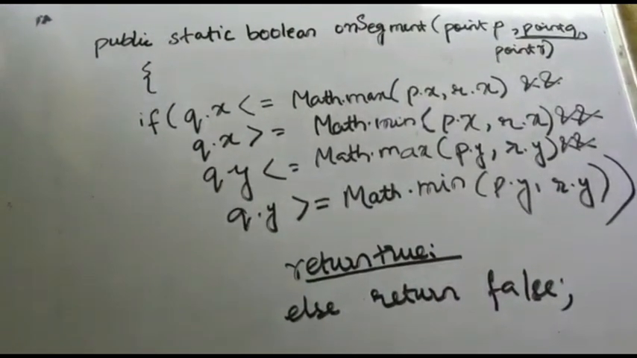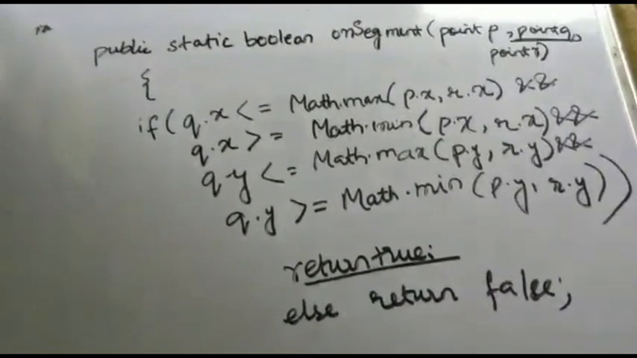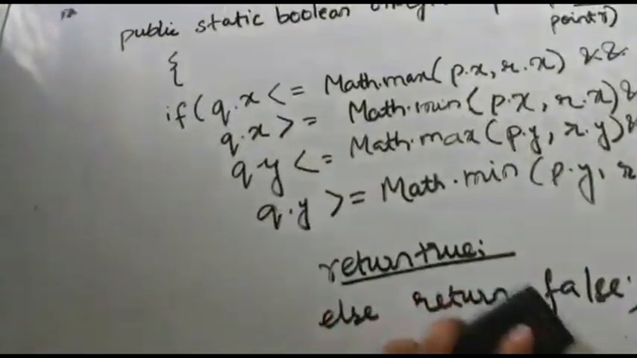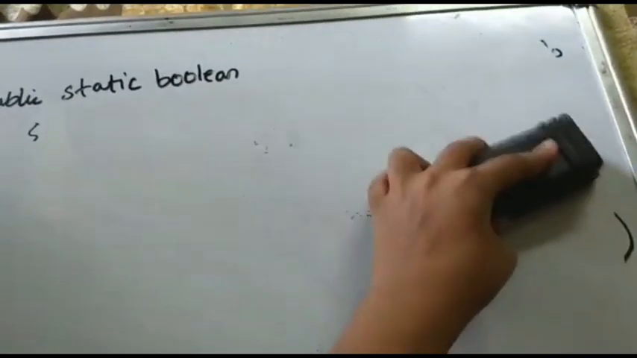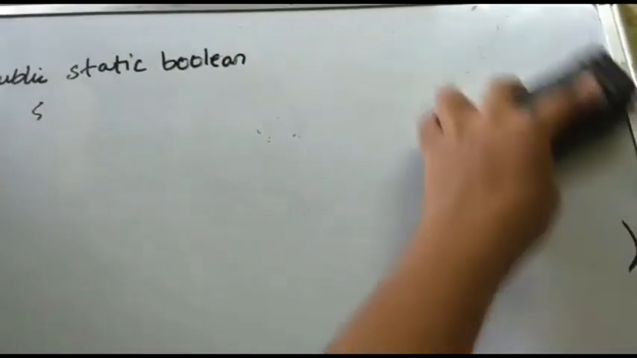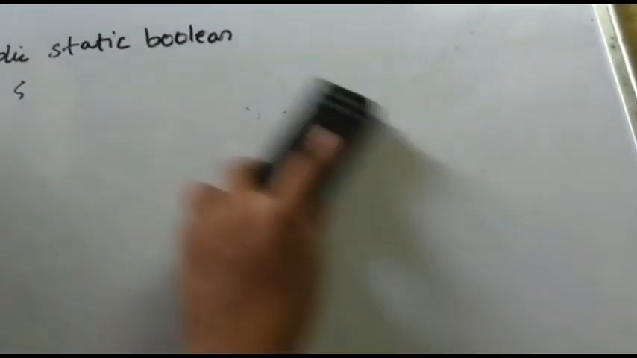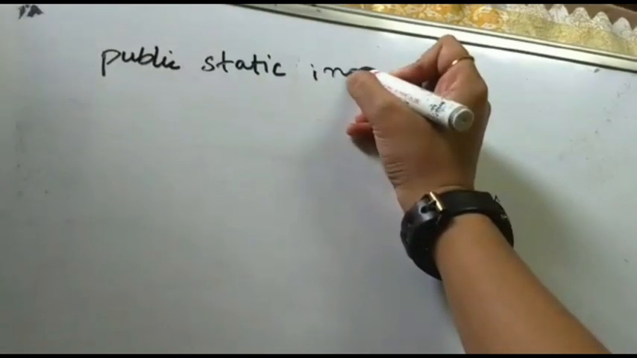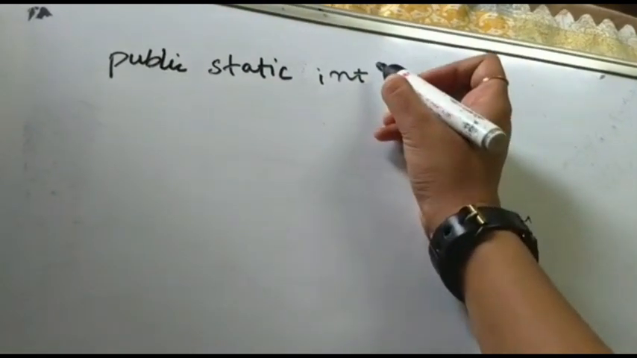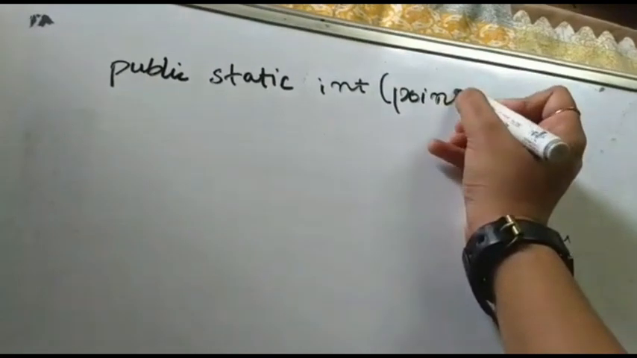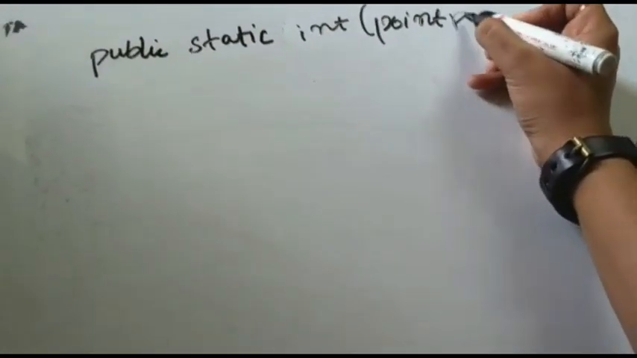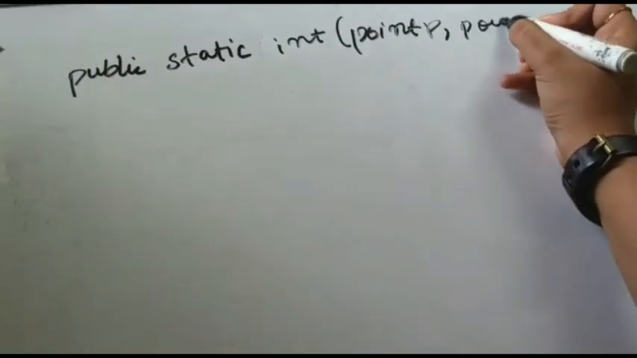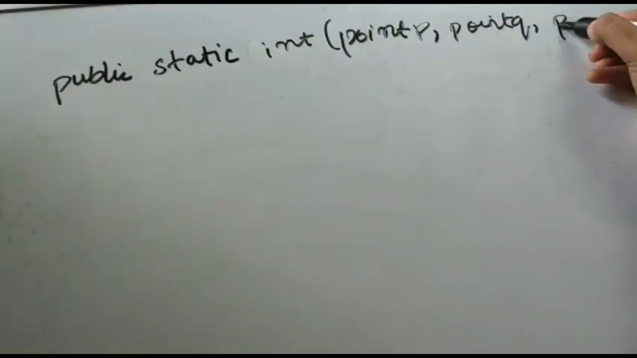Now let us proceed towards the next function, that is the orientation function. For orientation, we have the return type int. So I'm going to take int orientation, and let us take these three points, Point P, Point Q and Point R.